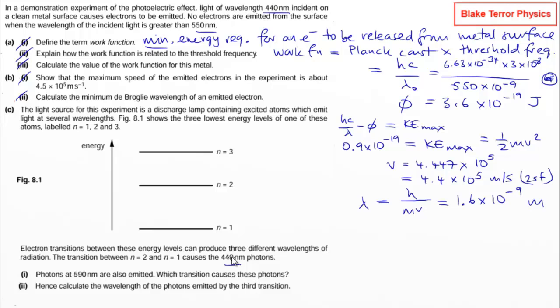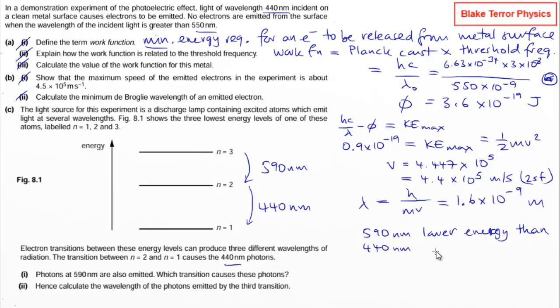Okay, so we know that 590 nanometers is lower energy than 440 nanometers, because it's longer wavelength. So we want something which has got less energy. So this is our 440 nanometer transition. It can't be 3 to 1, because 3 to 1 is going to have more energy. So that is going to have to be our 590 nanometers. So therefore 3 to 2.